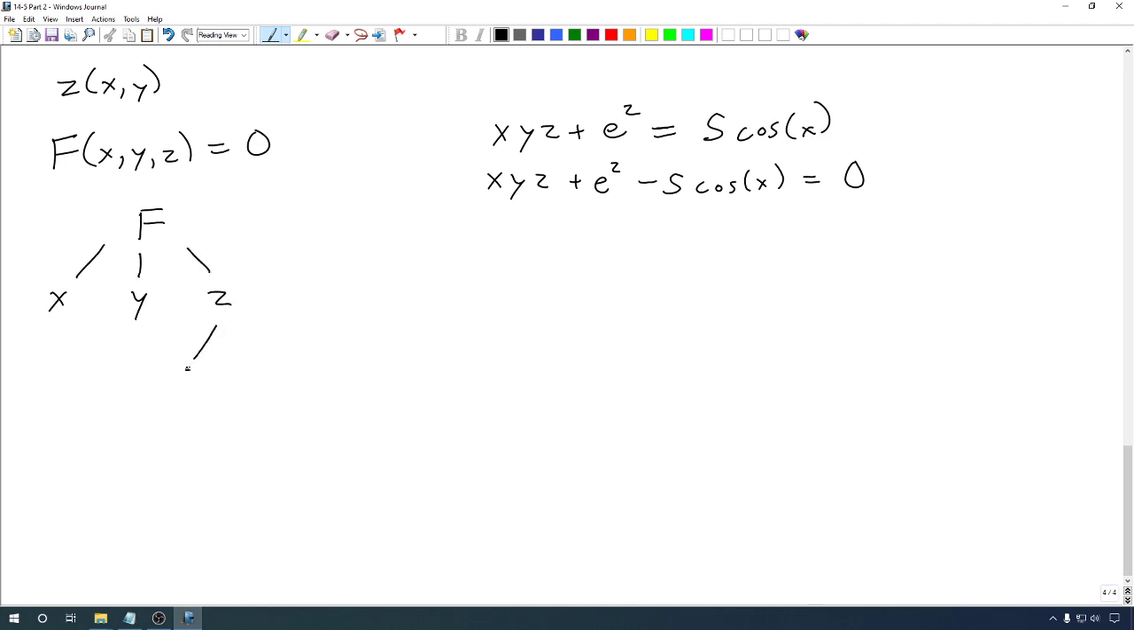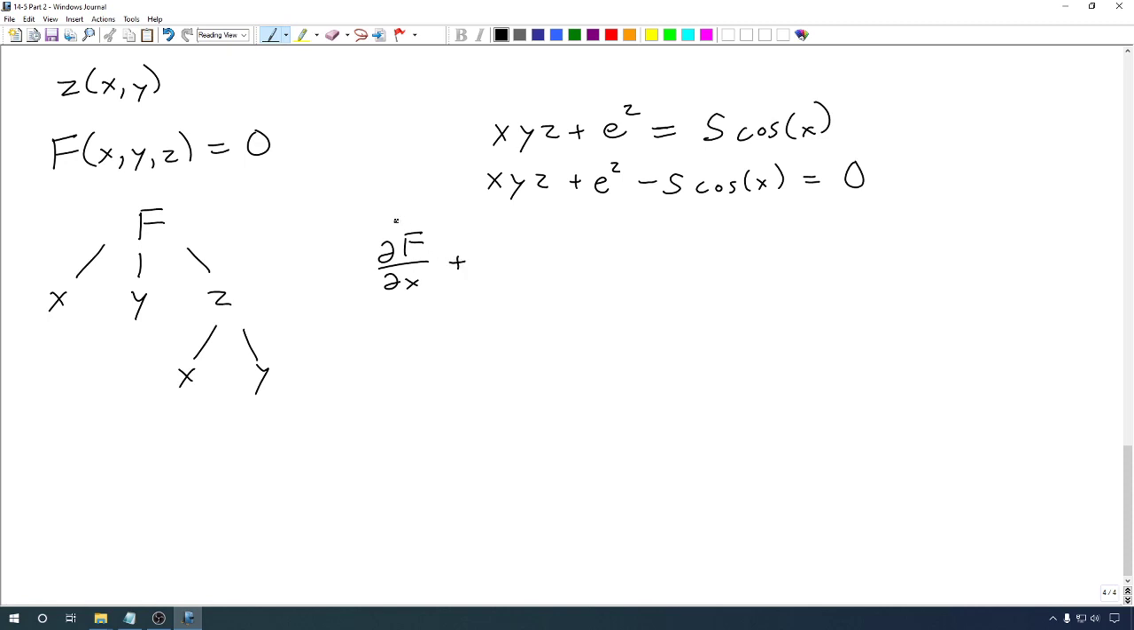And then z depends on the variables x and y. In order to differentiate, or to find the derivatives of z with respect to x and z with respect to y, we look at the derivatives of this f with respect to x and y. So the partial of f with respect to x. Well, the derivative of f with respect to x, first we have the route from f directly to x, but we also have the route from f to z to x.